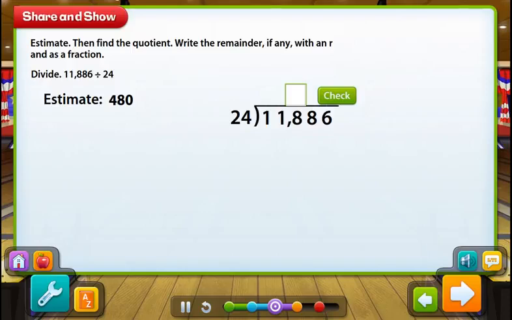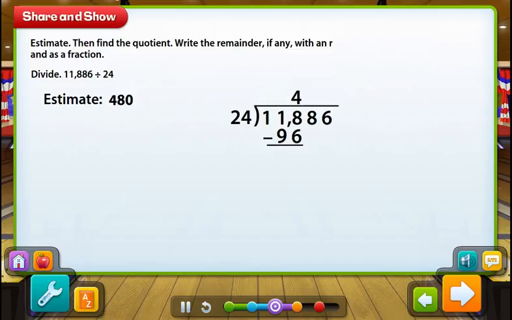First, divide the hundreds. You can use your estimate to help you place the first digit. Type your answer. That's right. The quotient of 118 hundreds and 24 is 4 hundreds. Multiply the 4 hundreds in the quotient by 24. Type your answer. That's right. The product of 4 hundreds and 24 is 96 hundreds.